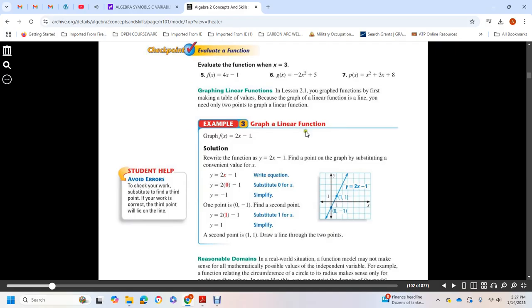Graphing linear equations. You graph by first making a table. You need only 2 points to graph a linear equation. You could solve for y when x is 0, or maybe x when y is 0, and you'd have an x value and a y value. You'd need 2 points.